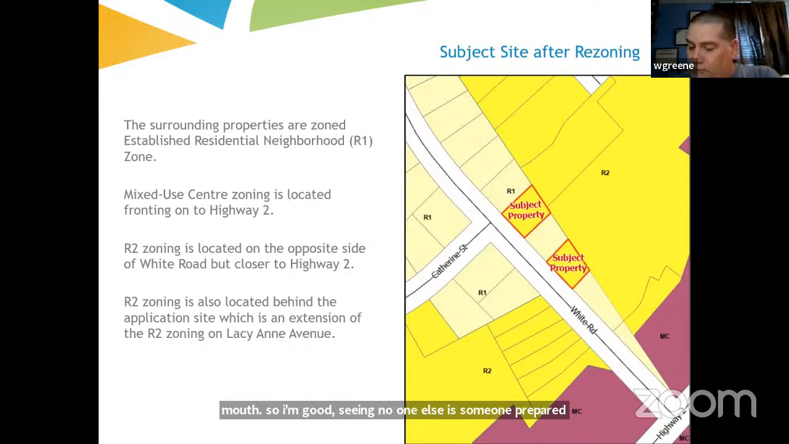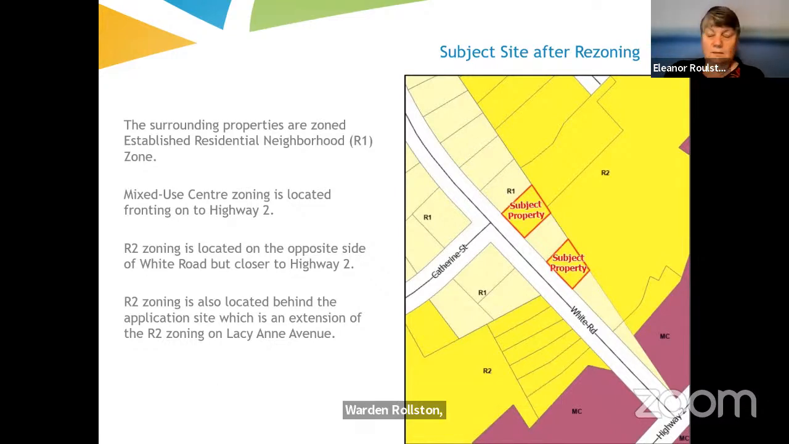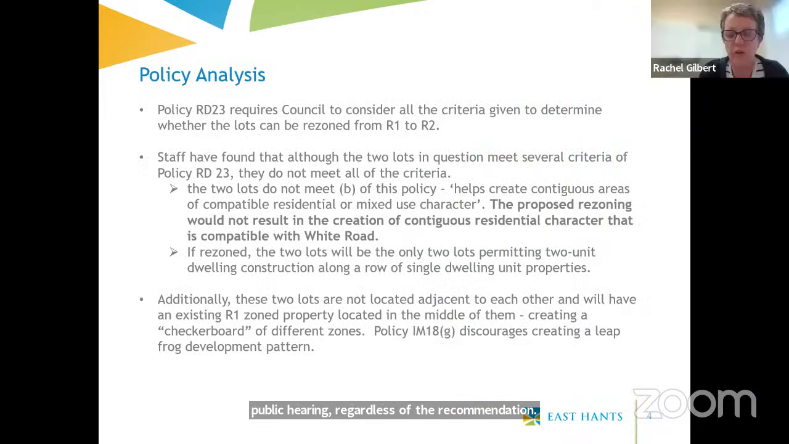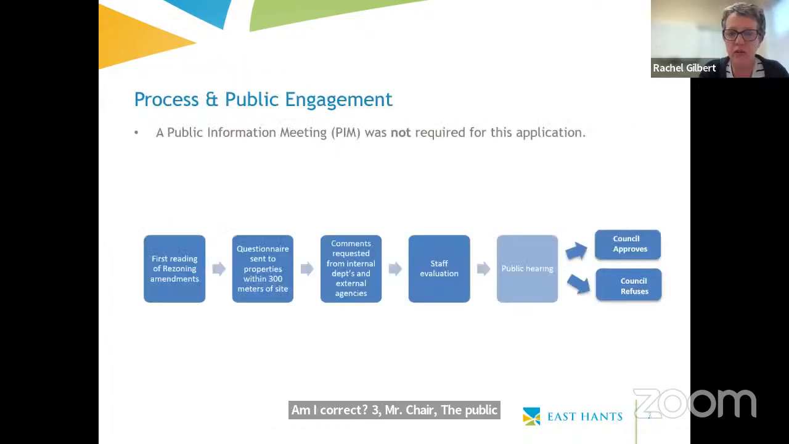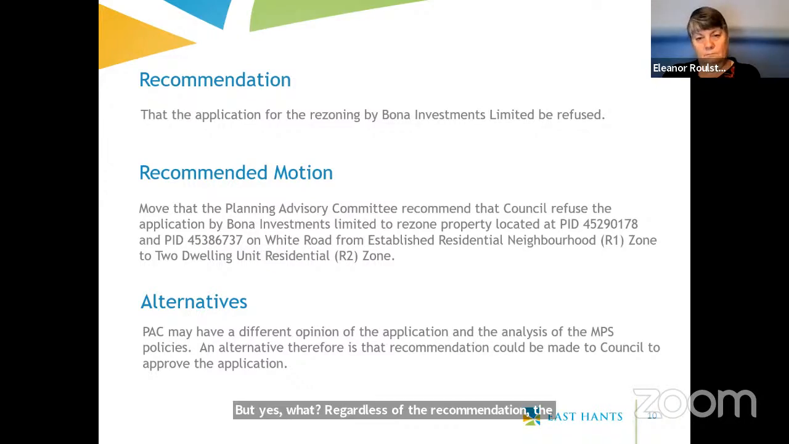Warden Rolston. Yeah, just also in agreement with staff's recommendation on this one, but given the procedure, the requirement is to go to the public hearing regardless of the recommendation. Am I correct? Through you, Mr. Chair, the public hearing has been scheduled for next week, but yes, regardless of the recommendation, the public hearing has been scheduled. Yeah. Thank you.